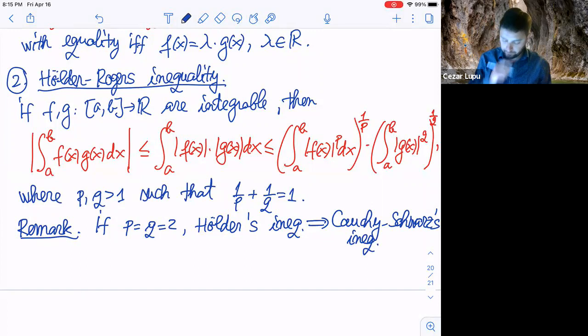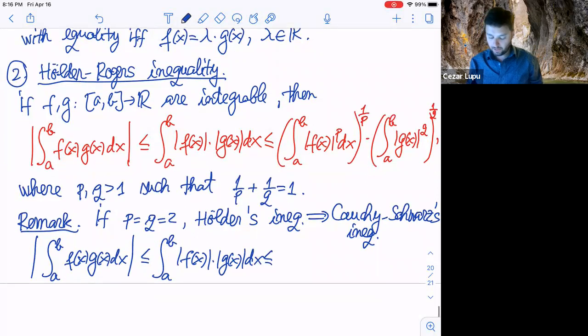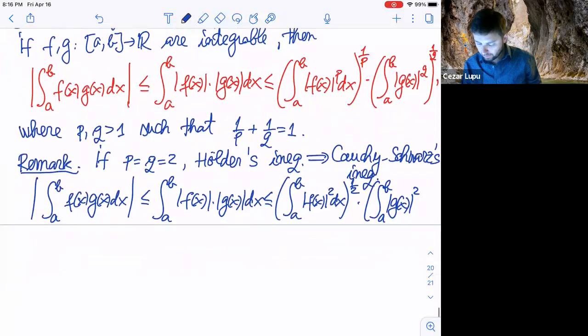And let's rewrite it in the following way. The absolute value of the integral of f times g is less than, and now we're just going to replace p by 2, so that would be the integral of f squared dx, and I could just drop the absolute value, or maybe I should put it for the sake of it, to the 1/2, and here is just the absolute value of g squared, and again to the 1/2.